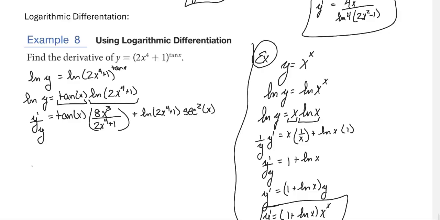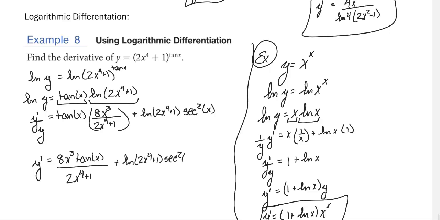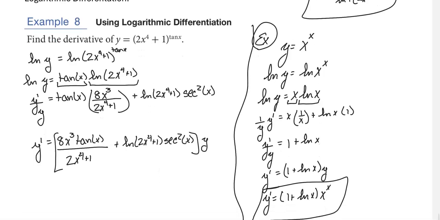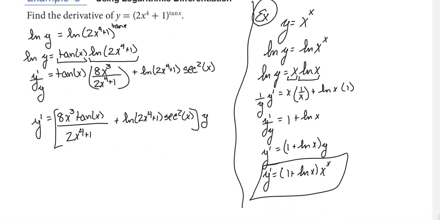And then to get y prime by itself, we're going to multiply both sides by y. So we have 8x cubed tangent of x over 2x to the fourth plus 1 plus ln of 2x to the fourth plus 1 times secant squared of x, and all of this is multiplied by y. And y was originally ln of 2x to the fourth plus 1 raised to the tangent of x.